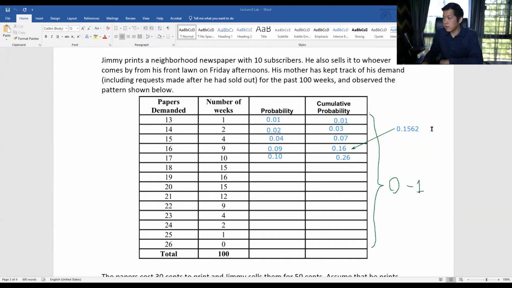The value of all the demand should be 16. So this is how you can convert from probability back to the demand, back to the value here. So the second lab is to work on this one.